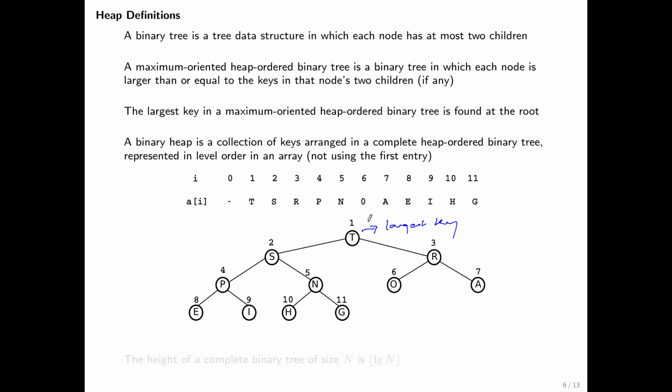All right. So how do we assign these indices to nodes in the tree? Well, we start with 1 for the root, and then we simply go in level order. All right. So 1, 2, 3 for the two children of T, namely S and R, and then 4 and 5, 6 and 7 for the children of S and R, which are P, N, O, and A. And then the next level is 8, 9, 10, and 11 for the children of P and N.